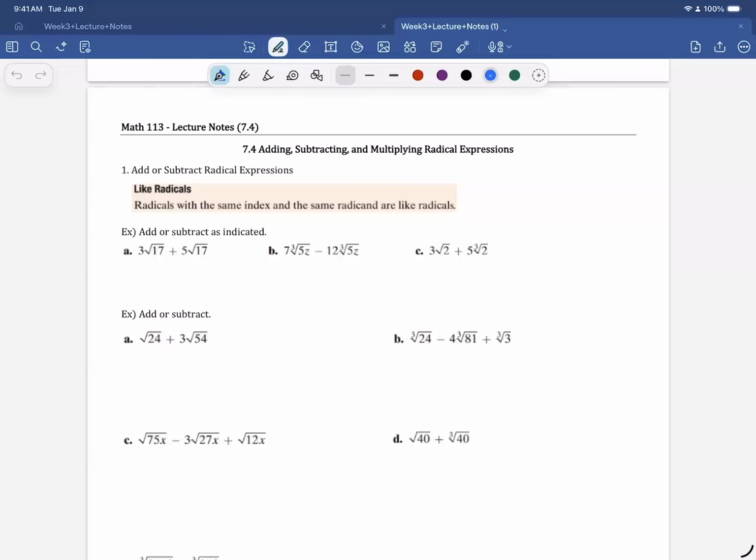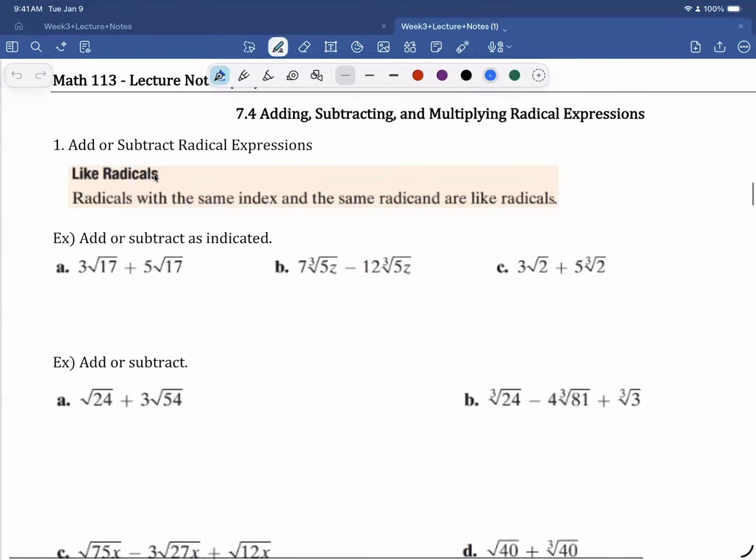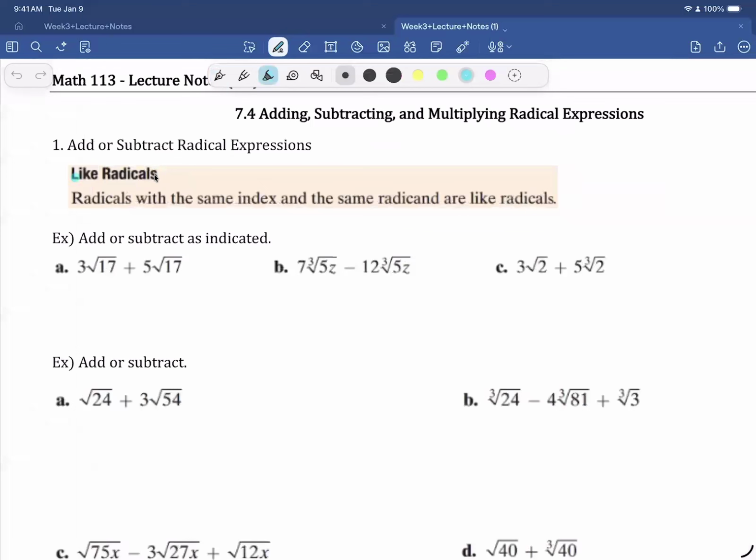So today we're going to be adding, subtracting, and then multiplying radical expressions. We're going to do some methods with combining like terms. Like radicals are radicals with the same index, right? And with the same radicand, then you can combine like terms.